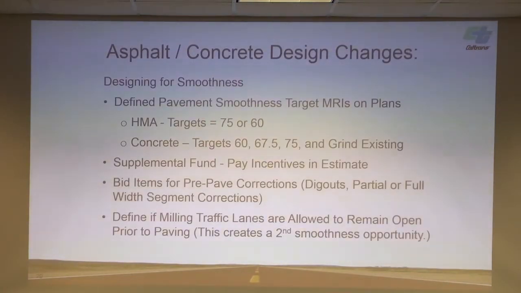So for designers, right now Alan King and Saeed and these guys are going out to every district and basically talking to designers about how to implement these specs and design for pavement smoothness. So on the plans, they're basically defining the target MRIs. For HMA, you've got a target 60 or a 75, and depending upon the existing pavement condition, it would revert to what we call percent improvement. For concrete, we would be targeting 60, 67.5, and 75, and then grind existing.